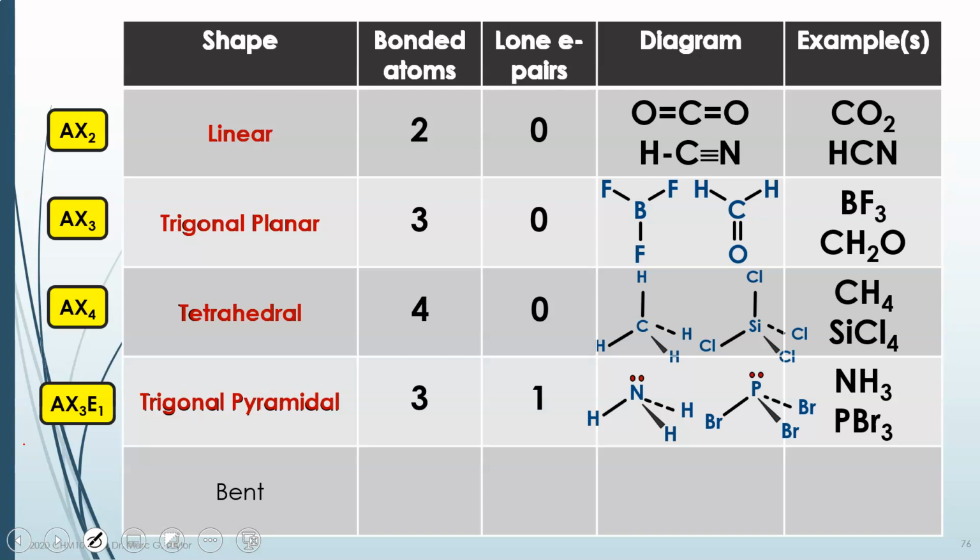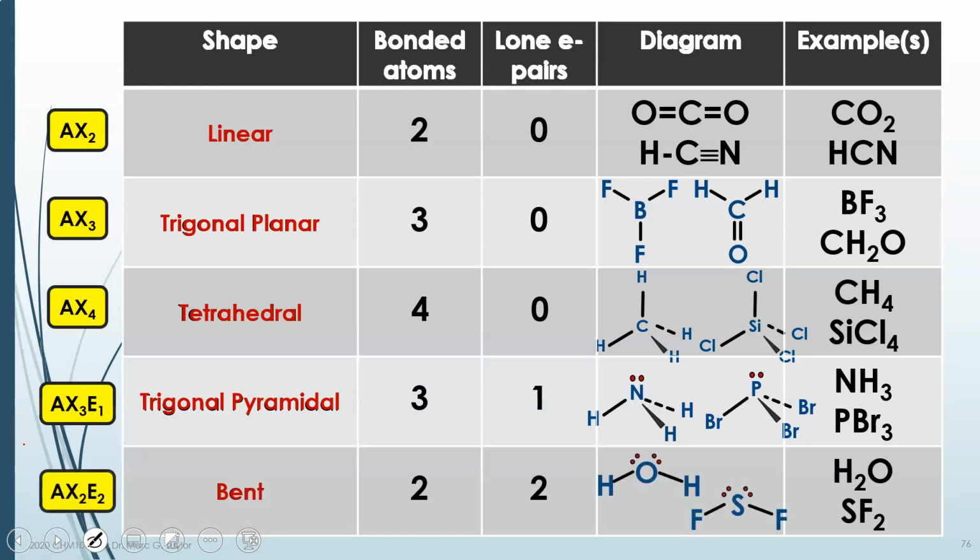That's the AX3E1. And finally, the bent, two are in bonds, two are lone pairs, that all take up space, so it's really a tetrahedron, but you only see the bent portion of the atoms in water, or sulfur difluoride in this case. Sulfur, again, will behave like oxygen.